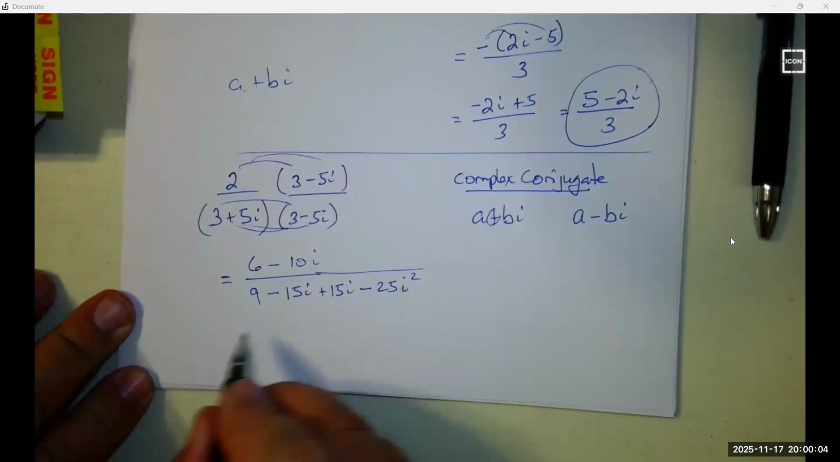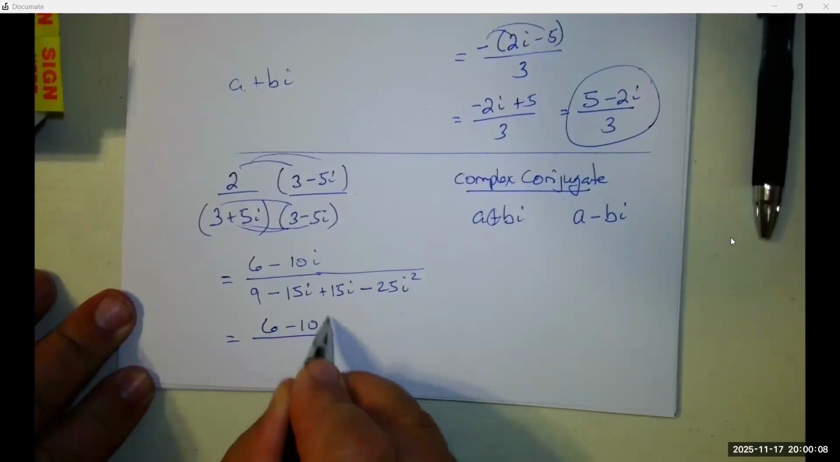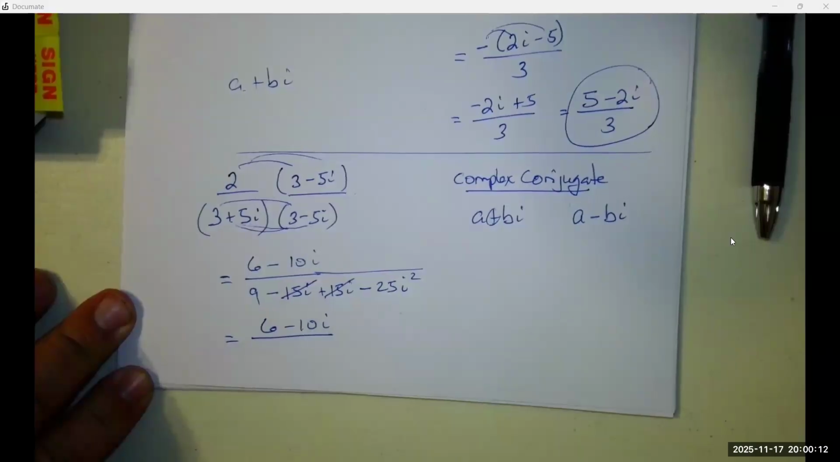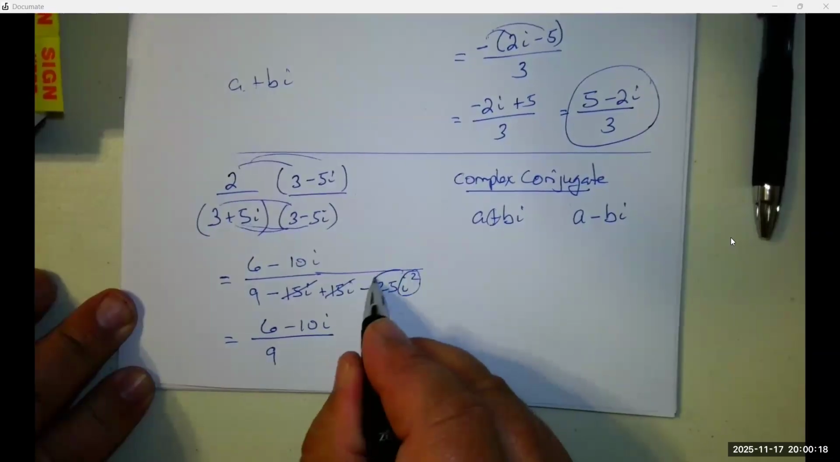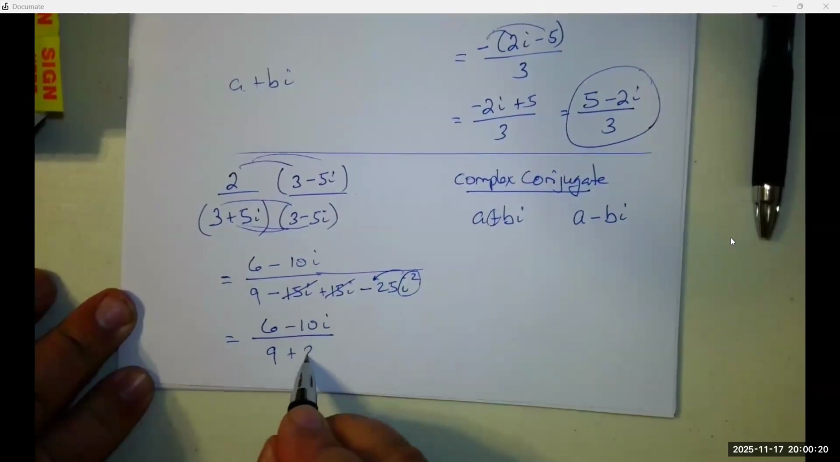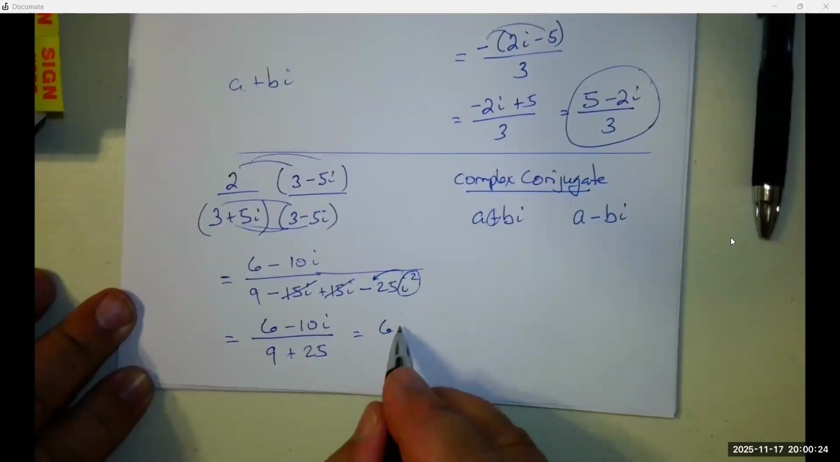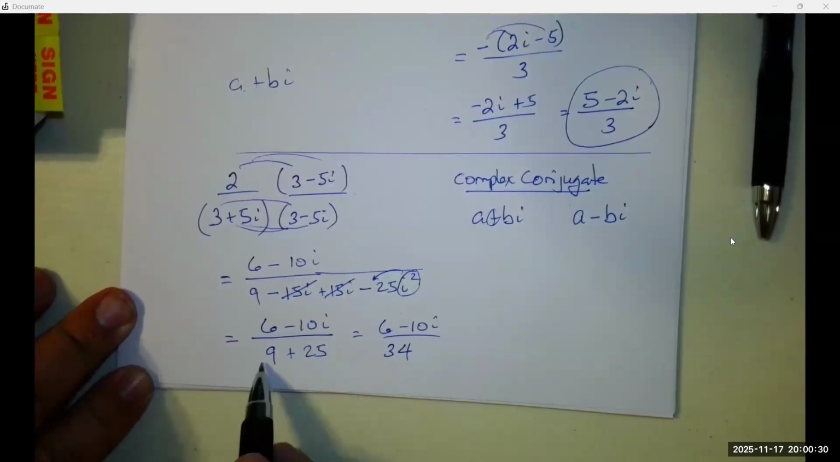Combine like terms. On the top, we have 6 minus 10i. On the bottom, the 15i and negative 15i cancel. So we have 9. This i squared changes that to a plus. So we have 6 minus 10i over 34. 25 plus 9.